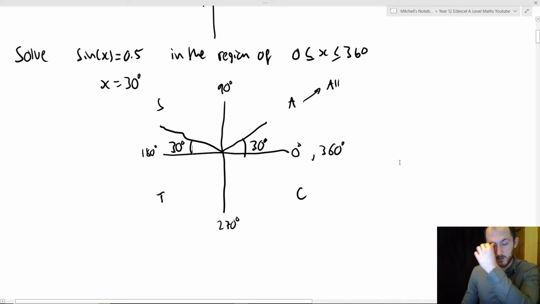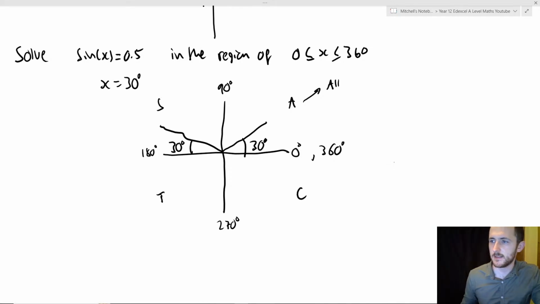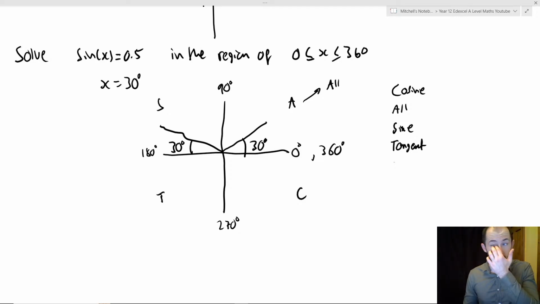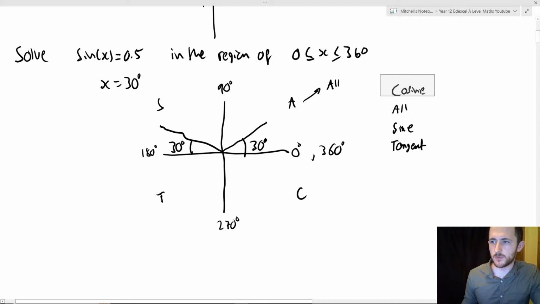Just so you know, all of these letters stand for different trig functions. The A stands for all, which means tan, sine, and cos are all positive in that first quadrant. S is for sine, and T is for tangent. The idea is that in each of these quadrants, a certain number of trig functions are positive. So in the C quadrant, only cosine is positive. If we had cos x equals 0.5, we'd be drawing another line in cos. If it was tan x, then we're drawing the tan side.